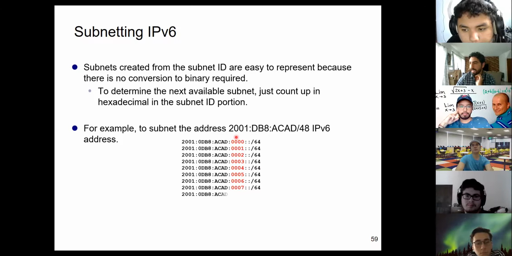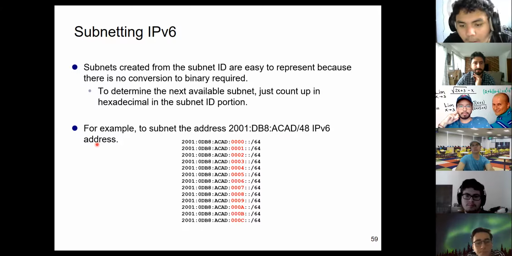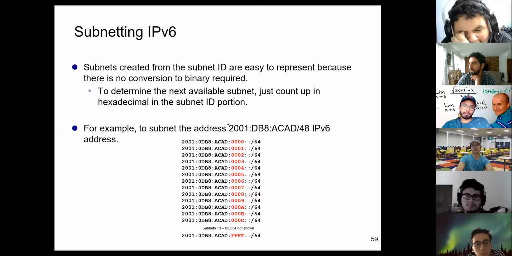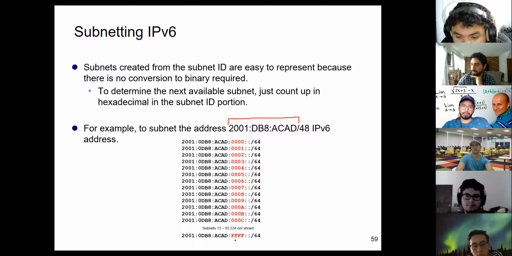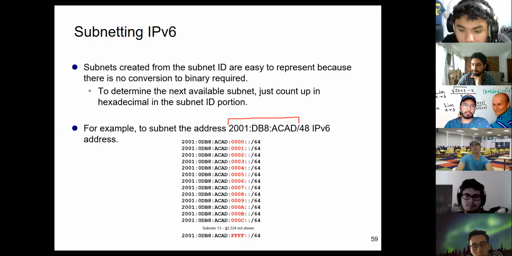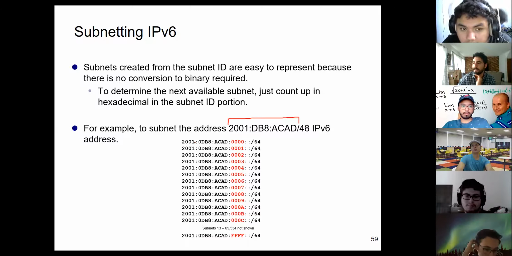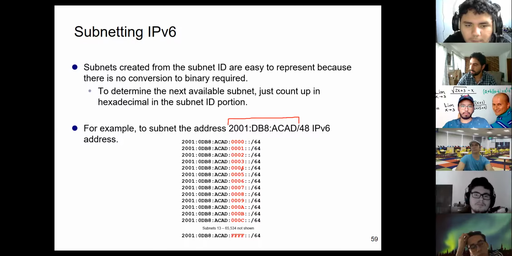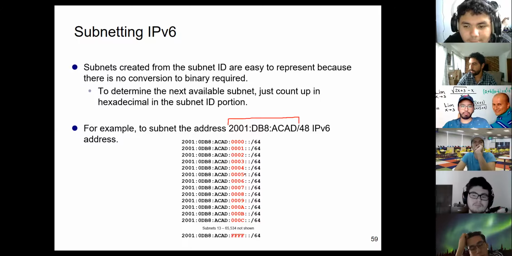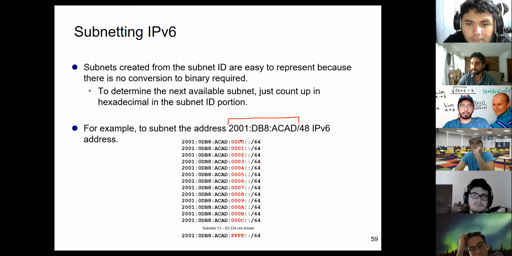So for example, if this is our address in IPv6, and this is the prefix, now you have all these subnets. As I mentioned, you have 65,000 plus subnet networks. Remember here, I'm increasing 1, 2, 3, 4, 5, but each one is 4 bits, right? Don't get confused with that. These are hexadecimal values.